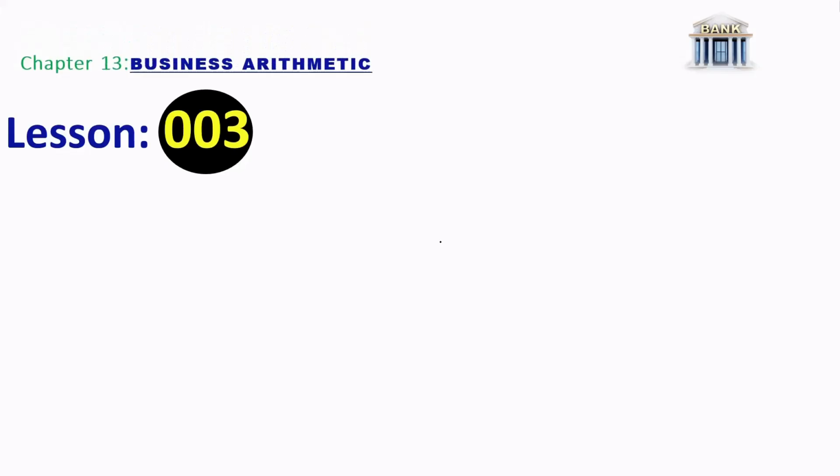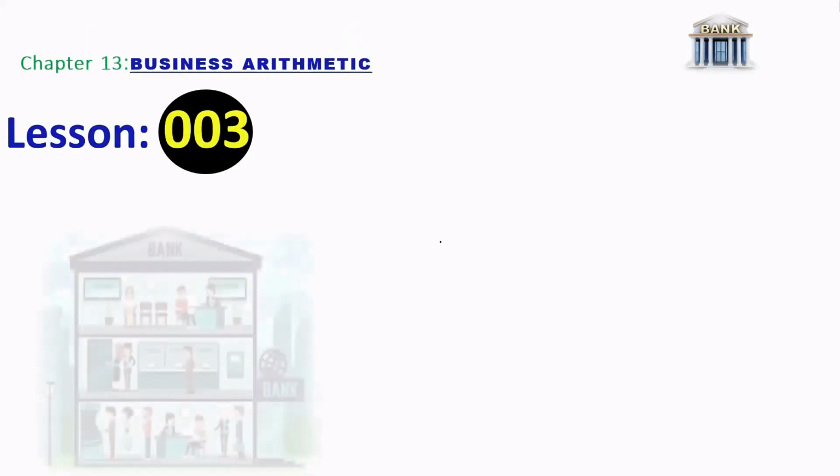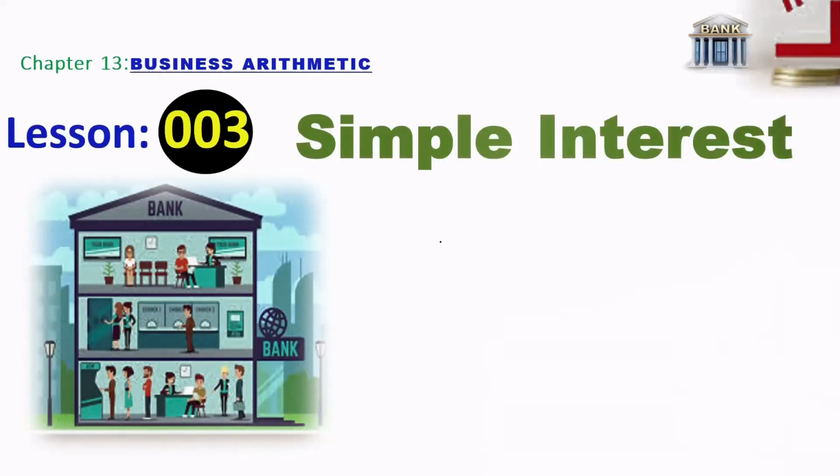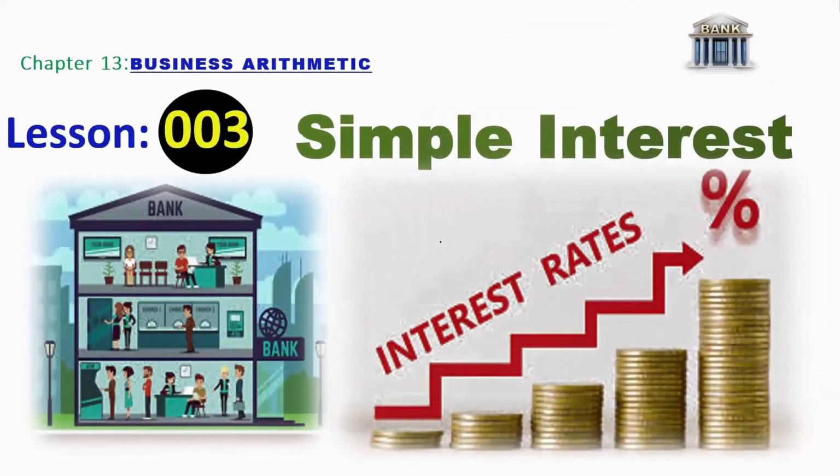We are proceeding with our chapter 13, that is Business Arithmetic, and this is lesson 003 of our topic. In this presentation, we are going to learn about simple interest. It is one of the important aspects when it comes to business. It involves banking. That's why you can see the bank, and these people here, they are banking. Let us begin by talking about simple interest.